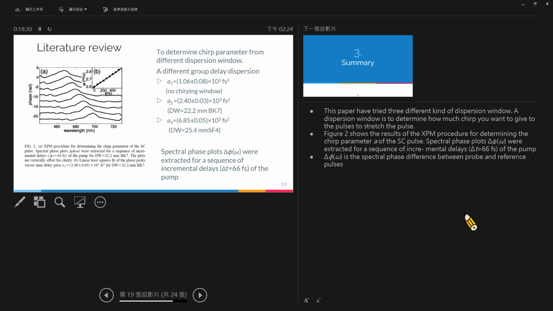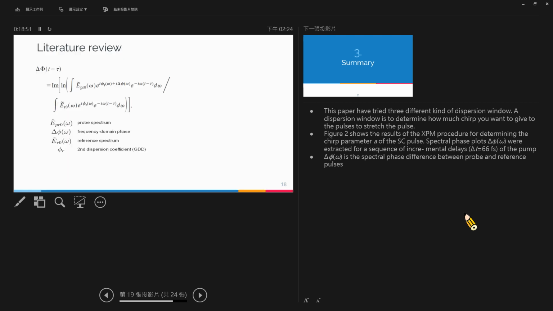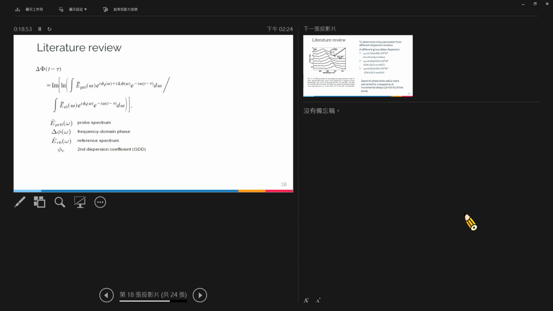And you can extract the phase differences here. The spectral phase plots of delta phi omega were searched for a sequence of incremental delays of delta t, 66 femtoseconds. You can get the delta phi omega. Then you can go back and take this one, the temporal differences in phase.